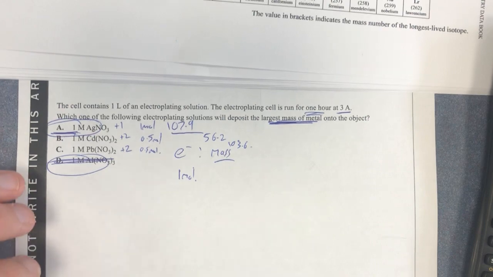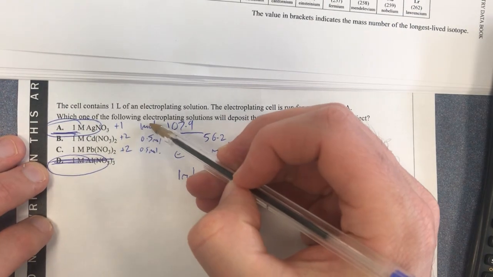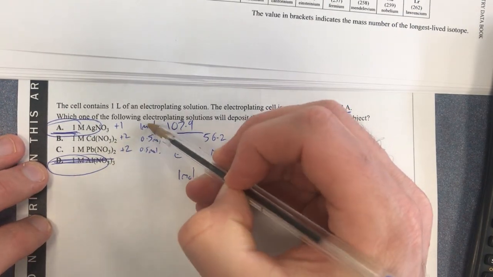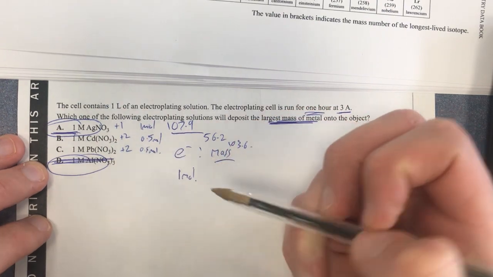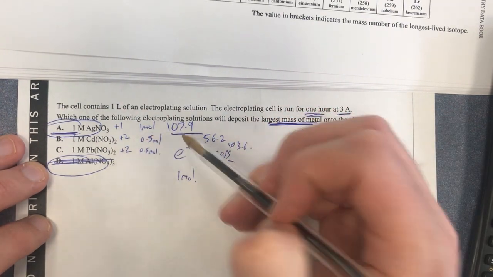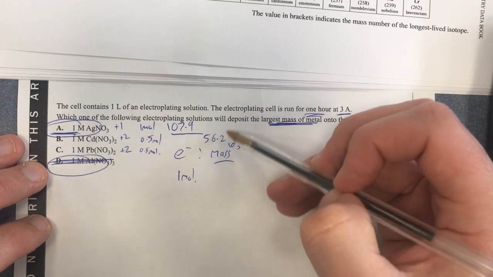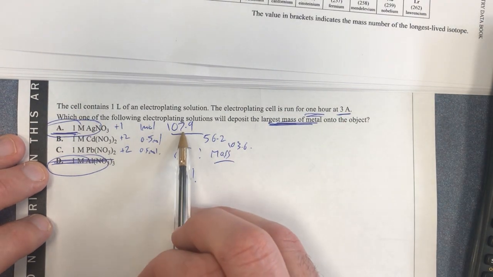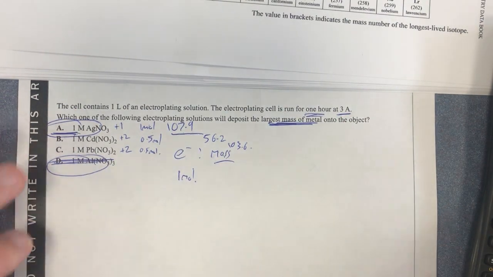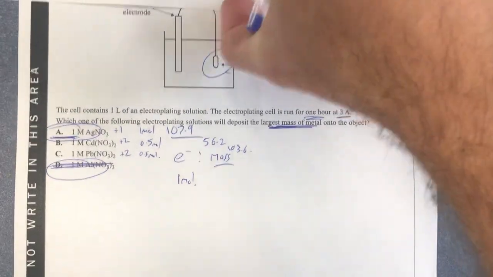What we did here is we looked at the ratio of moles that will be produced, 1 to 2 to 2, and then multiplied that by our molar mass, and we get our ratio of mass produced. Silver had the largest ratio of mass produced. So A is our answer for question 24. Done.